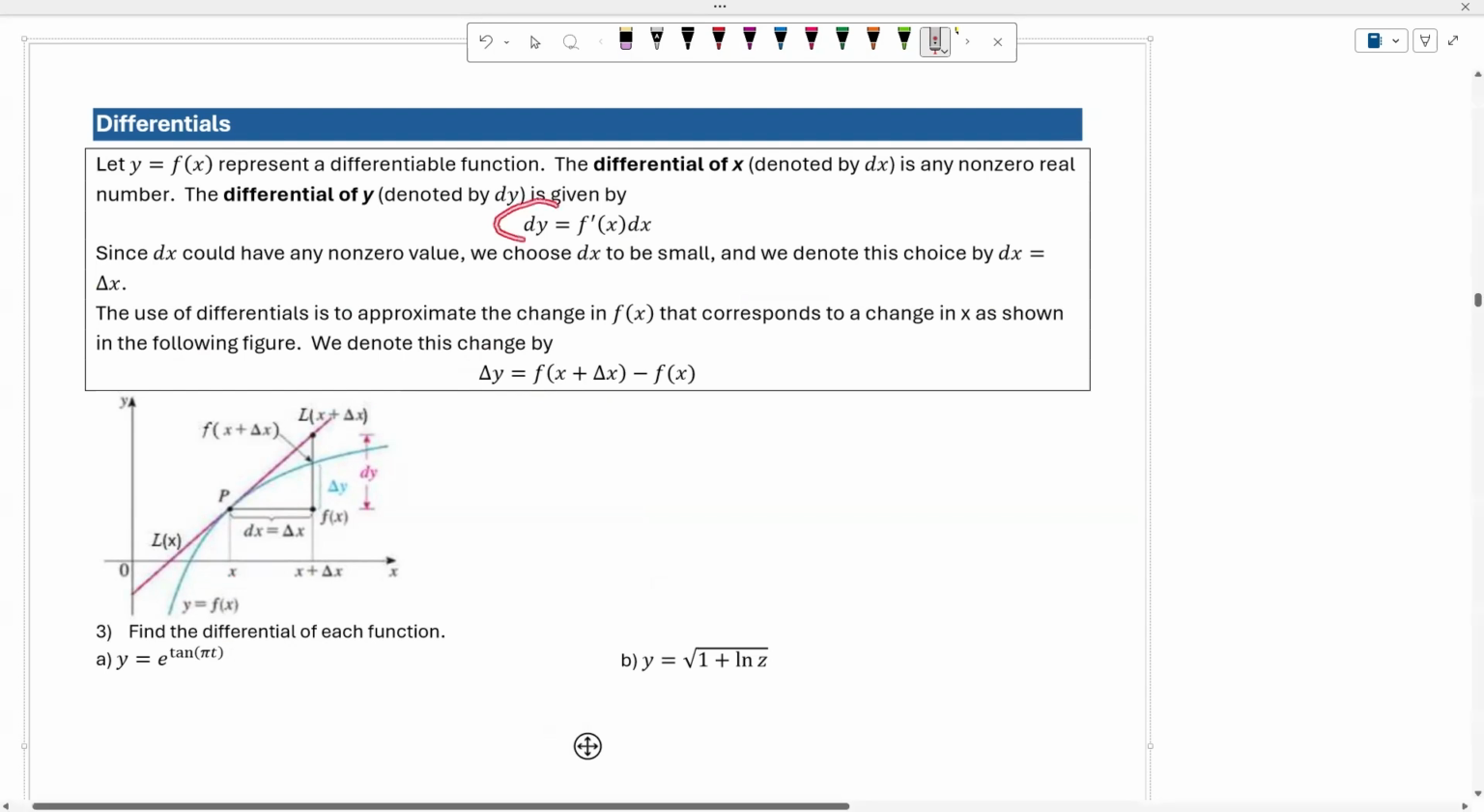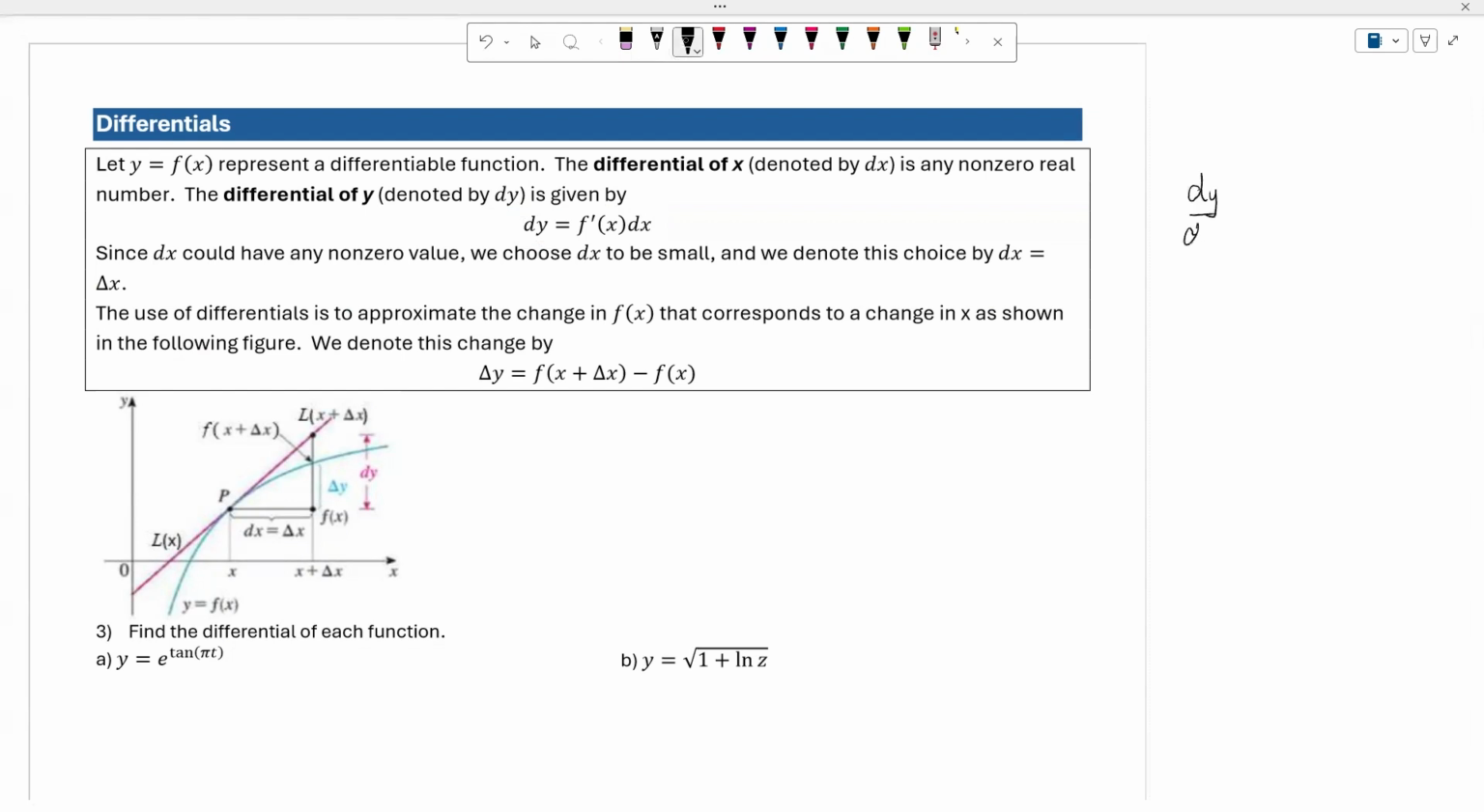Now, first of all, how do we actually get dy equals f prime of x dx? We know that dy/dx is equal to f prime of x when we have y equal to f of x and we take the derivative. Now, because dx is a non-zero real number, we can multiply both sides by dx. So now we have dy equal to f prime of x dx, okay?